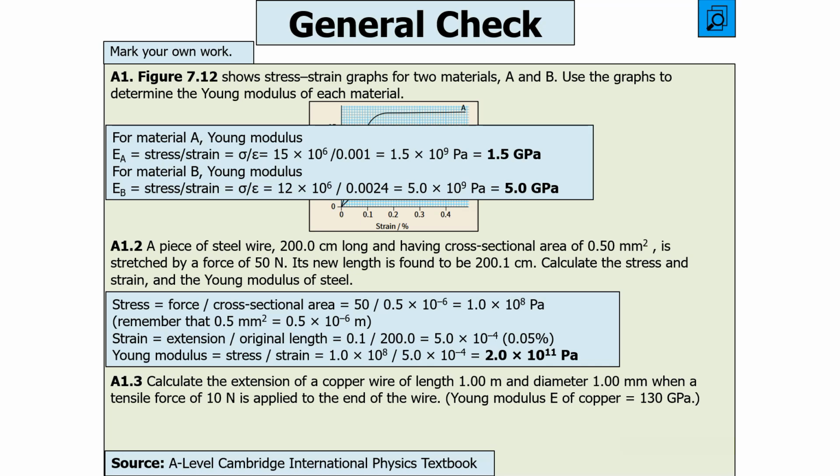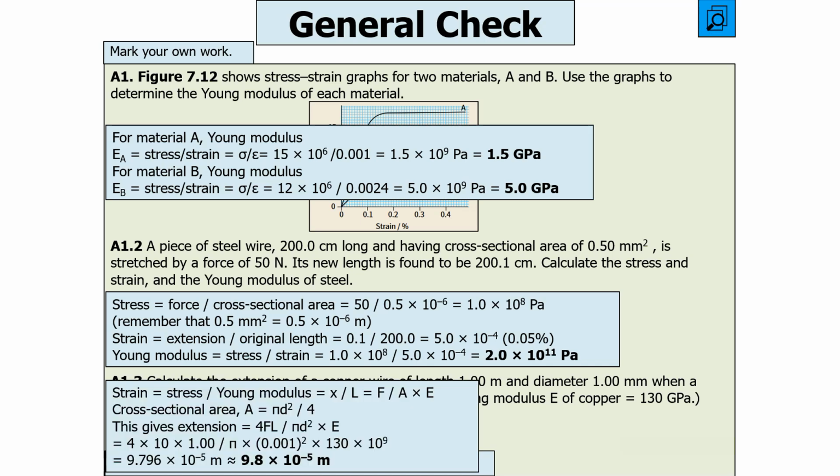And then the strain is the extension over the original length, 0.1 over 200. We can keep the same units because it's a ratio, so it's 5 times 10 to the minus 4, or 0.05%. So the Young modulus is stress over strain, so we work it through, it's 2 times 10 to the 11 pascals.